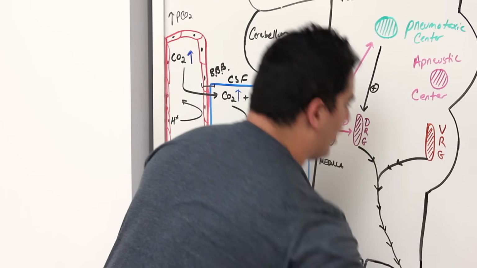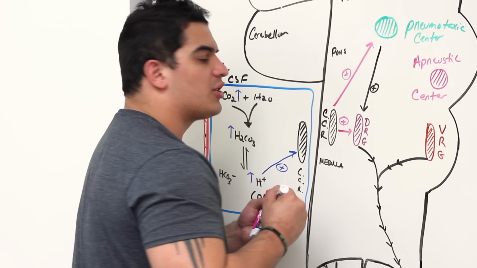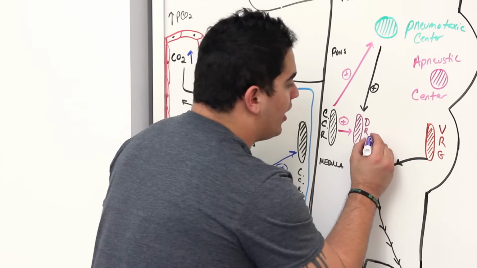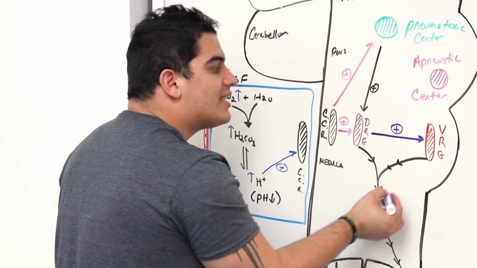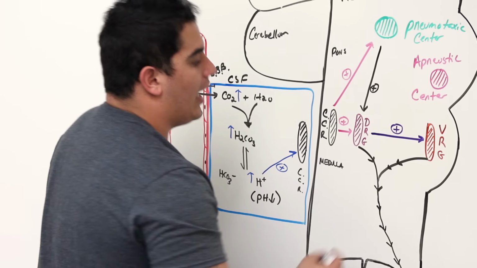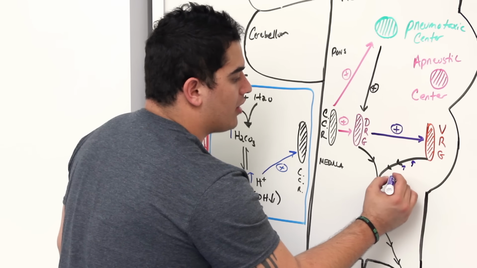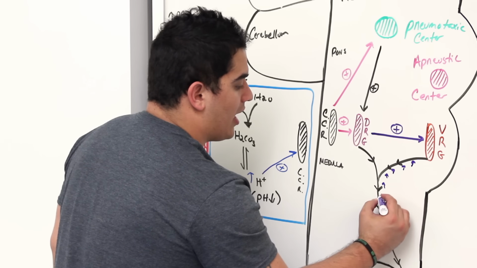The DRG is so kind. He'll tell some of the inspiratory neurons within the VRG, right? He'll come over here and say, hey, VRG, send some inspiratory signals down. And that's what the VRG will do. So it'll also send inspiratory signals down.